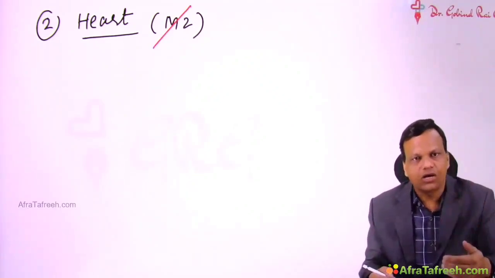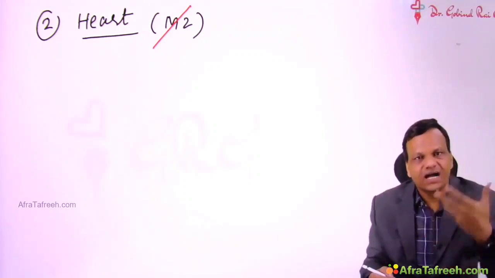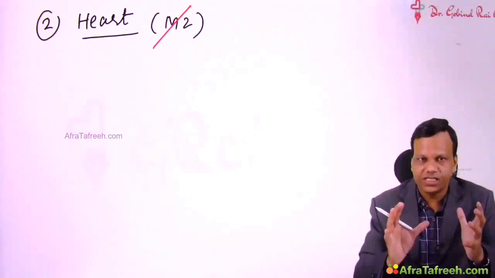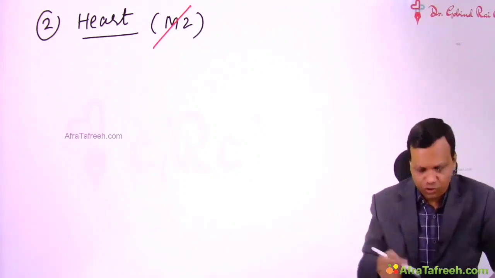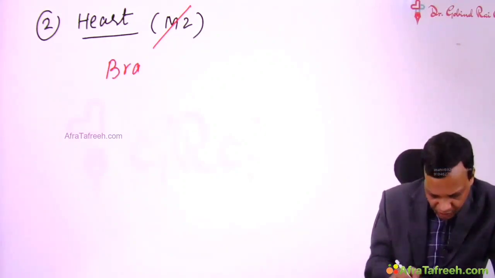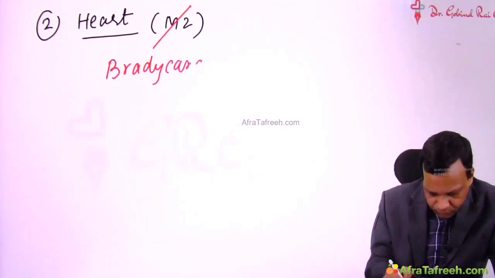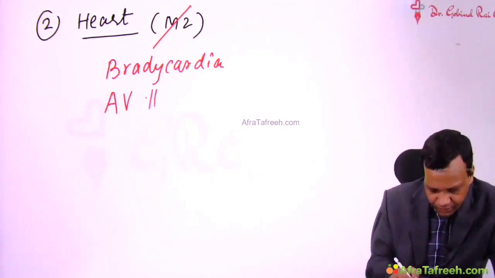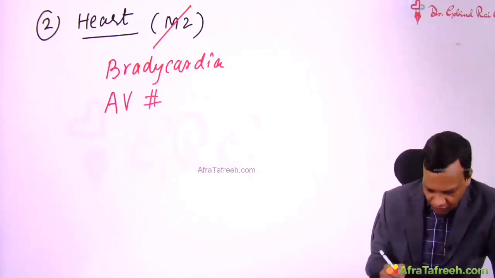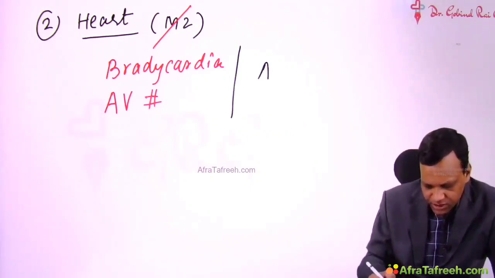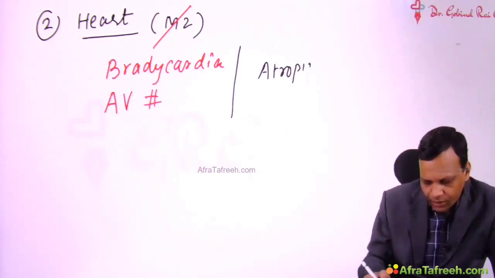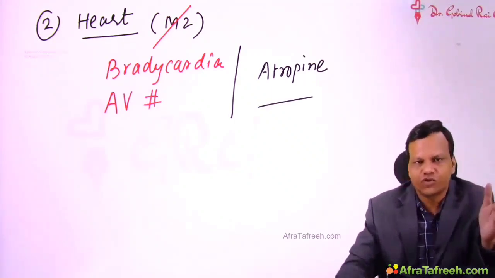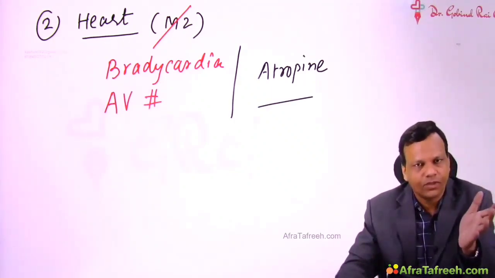So M2 blockers can produce an increase in heart rate and an increase in conduction. So we can utilize them in which conditions? Yes, when they are low. So we can use M2 blockers in treatment of bradycardia and for treatment of AV block. And the drug of choice for both of these conditions is atropine. Atropine is the drug of choice for bradycardia and it is also the drug of choice for AV block.